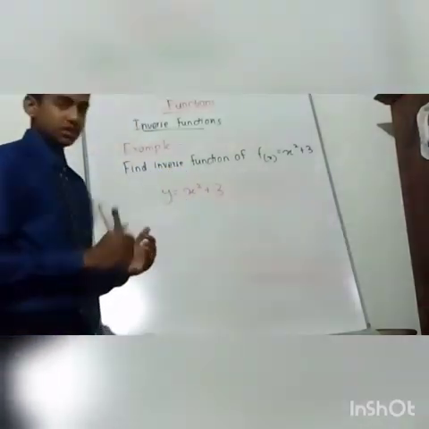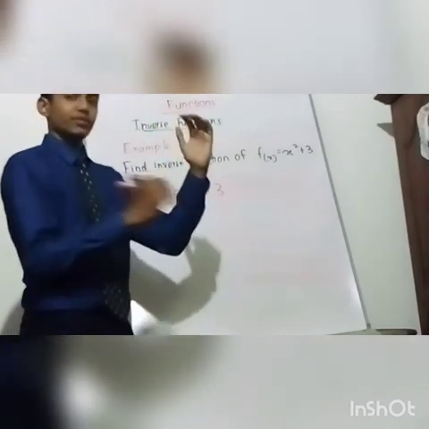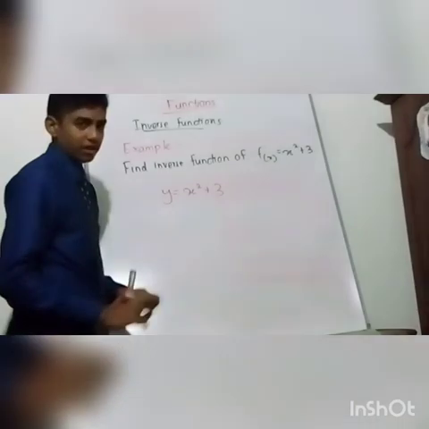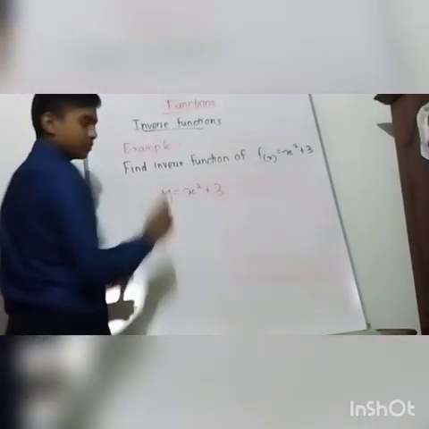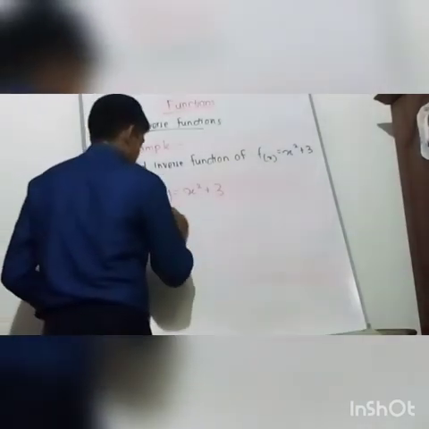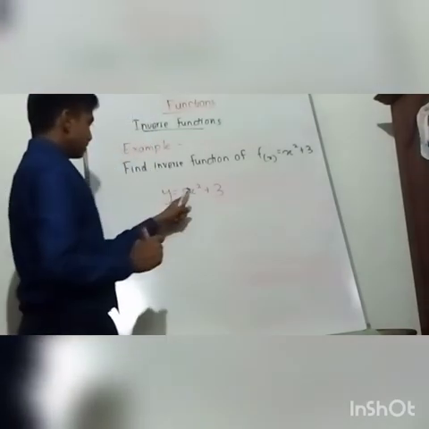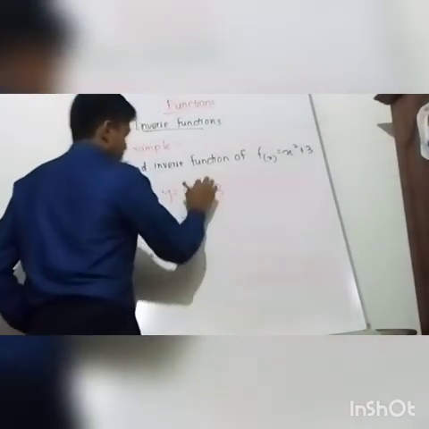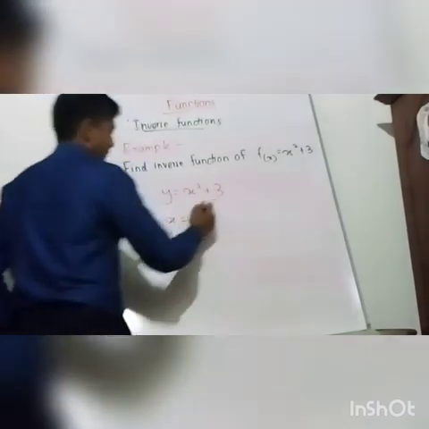Second step, what's our second step? We must change the y values to x and x values to y. So let's do it. Here what are the y values? It's here. So we must make it x. Then we must write x equals. Then this x must be y. Then y, and the squared must be there itself, plus 3.